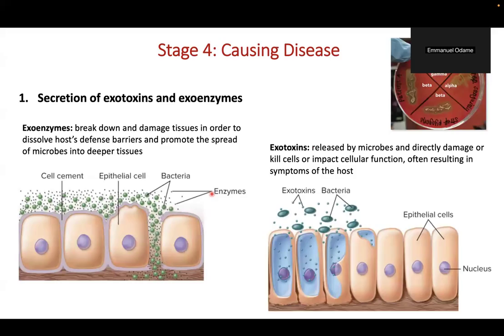So now let's talk of the first one, which is secretion of exotoxins and exoenzymes. The exoenzymes basically break down and damage the tissue in order to dissolve the host defense barriers and then promote the spread of the microbes into deep tissue. As you can see, the bacteria here secrete enzymes and just degrade the barriers. In your cells, you need these barriers to prevent the entry of anything into your tissues or into your body.